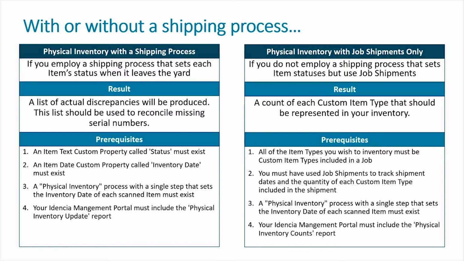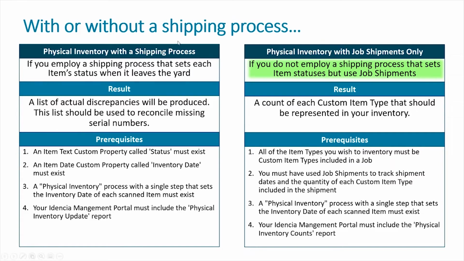Then the second type of physical inventory you can do is if you do not set that status. We do have some customers that never set a status on their items, so all items look as if they're in the yard, but they use the job shipments function to track shipments that are delivered and when they're shipped. And we'll take a look at that. If you've never used it, you'll get to see that.